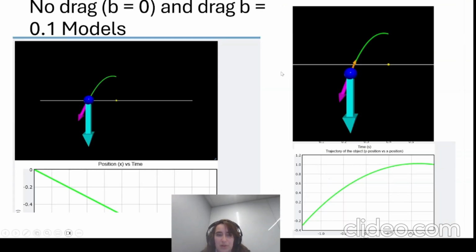So here are the two models. The left one is no drag force, b equals 0. As you can see, there is no orange arrow, which is for drag force. And the right one is with drag force, drag coefficient equals 0.1. I got this coefficient by trying different coefficients until I got results similar to the experimental ones. Here you can see the orange arrow, the drag force, the purple one, the velocity, and the cyan one is the gravitational force.